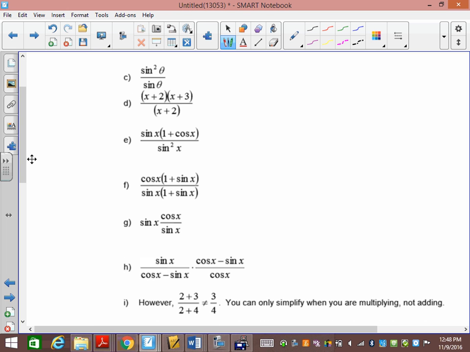So same rule here. Sine squared theta divided by sine theta follows the exact same rule as the last one. I can take one sine off for one, and I'm left with sine theta.